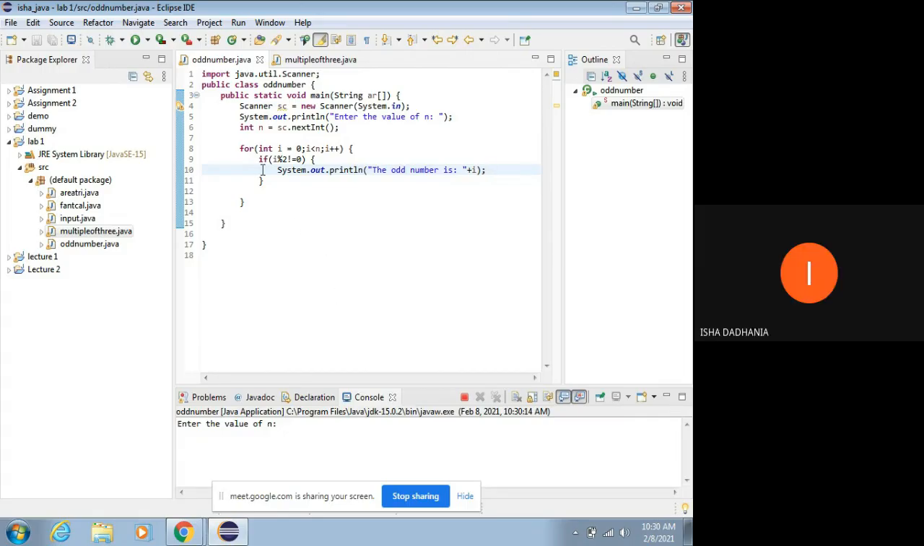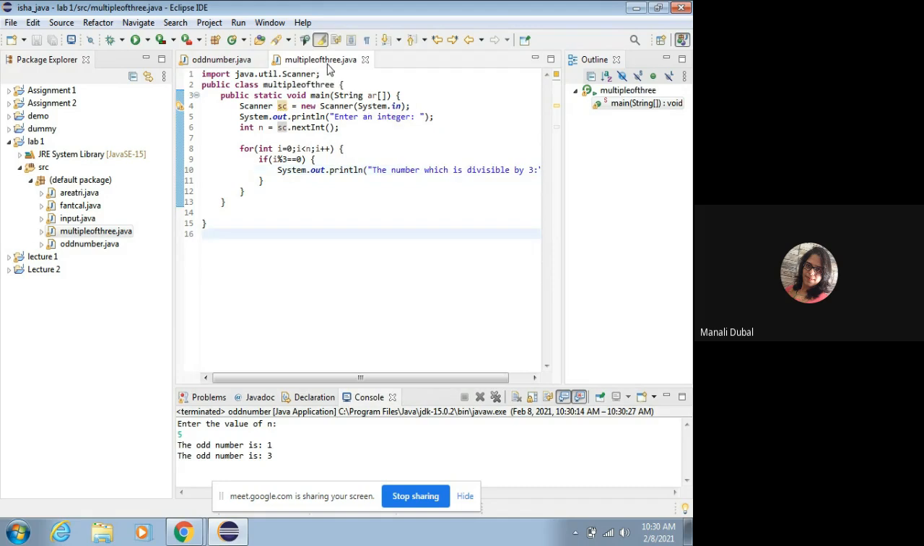Yes, ma'am. This output was of question 2. Oh, okay. Okay. Oh, you're printing n. Okay. Yes, it is correct then. Okay, this is the second one. Okay, yes. Multiples of 3. Yes. Okay, got it. Done.